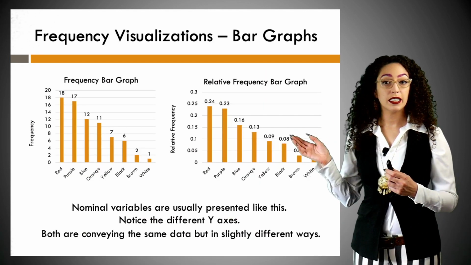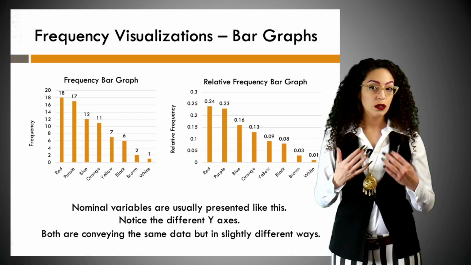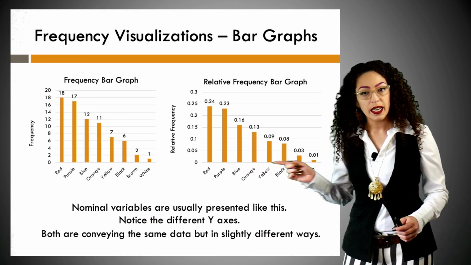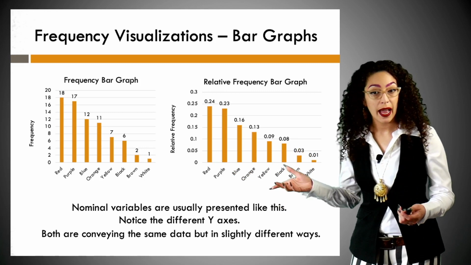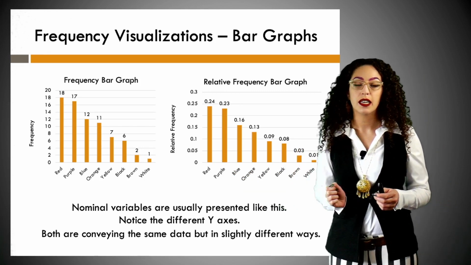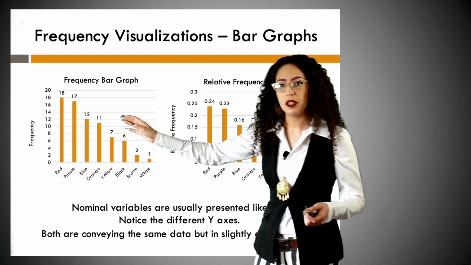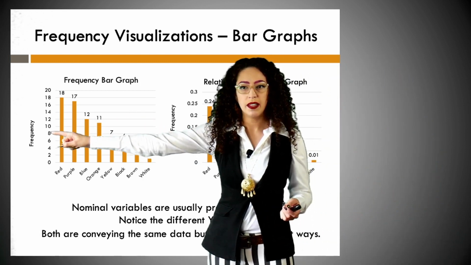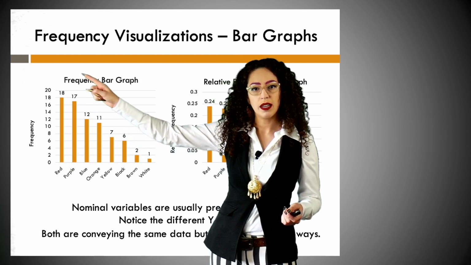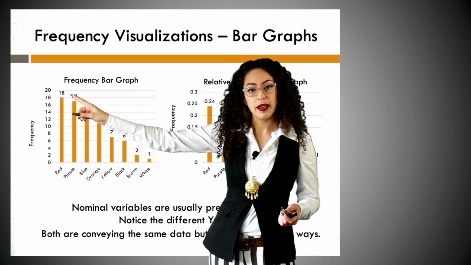So here is a nice little visualization, and this is one thing that you can do with nominal and categorical types of data. Here on the x-axis, we have all the different categories that the nominal variable can take. So we have all the different colors that we're allowing people to pick from. And on this one over here, we have a frequency bar graph, where we actually just have the raw count and the raw number. So remember, 18 people said they liked red.